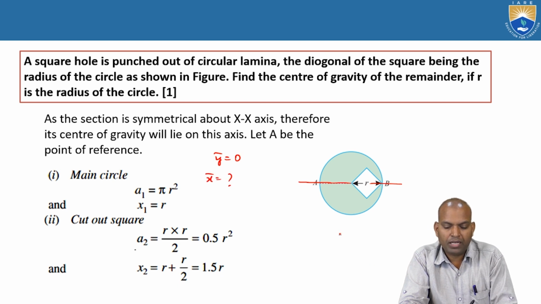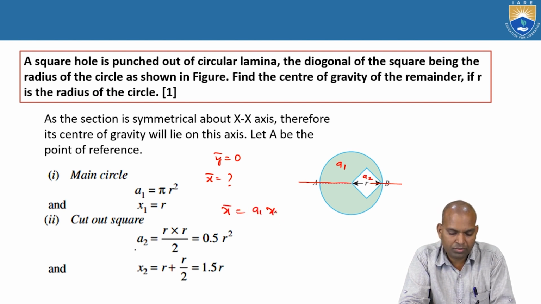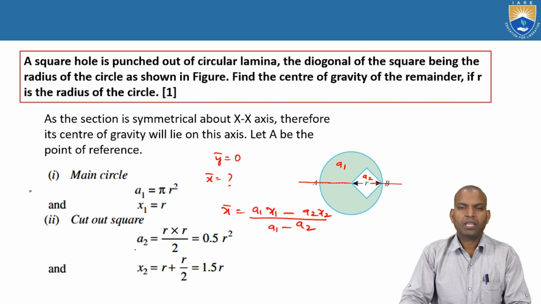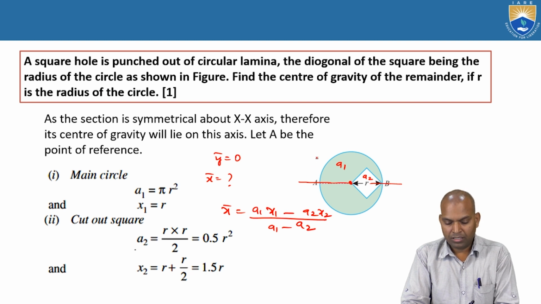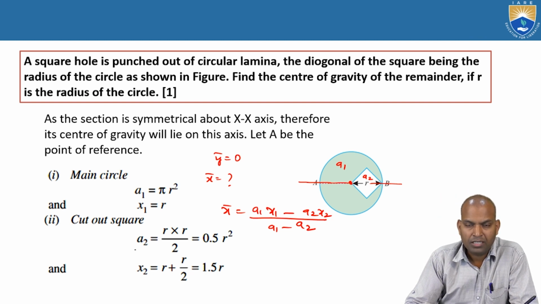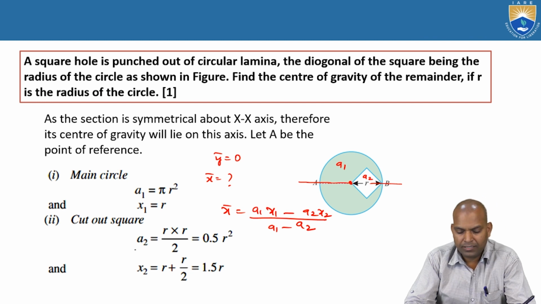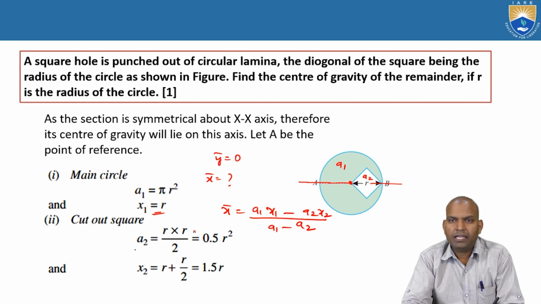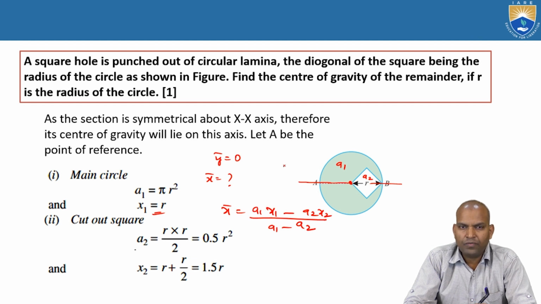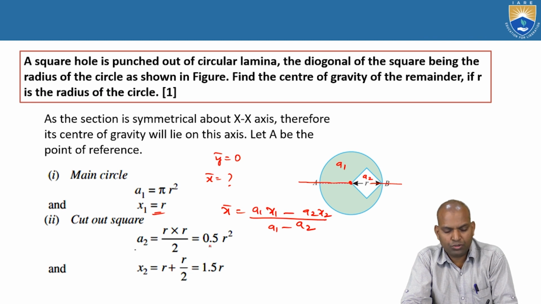What about bar x? Bar x equals A1 x1 minus A2 x2 by A1 minus A2. The main circle area A1 equals pi r square, where r is the radius of the circular lamina, and x1 is the centroid. The center of the circular lamina is the centroid, but here a hollow cutout section is there, so what is x1? The x1 equals r. And for the cutout square, what is A2? The area of this cutout square is half of r square, that is r into r by 2, that is r square by 2, that is 0.5 r square.